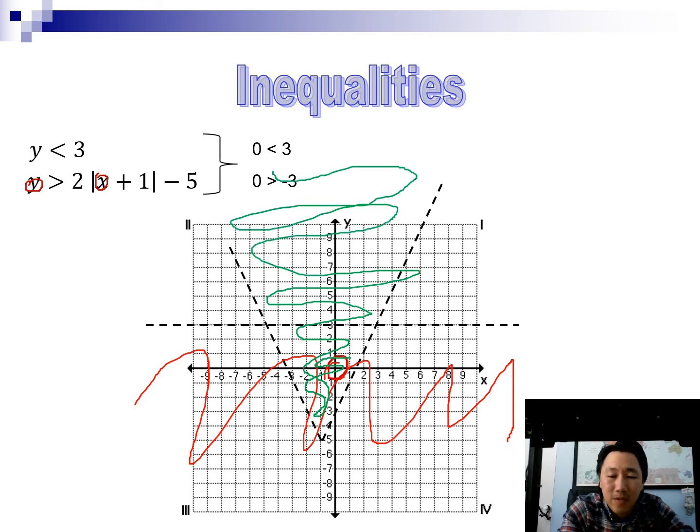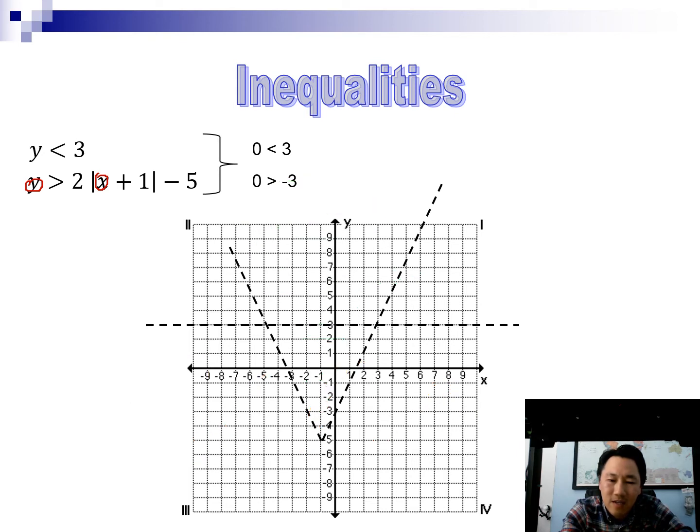But again, because this is a system, we only care about where they overlap. And so if I erase everything and only color in where they overlap, it's actually this, oh, not out there, in this triangle right here. Okay, so again, that's where they overlap, so that's where I'm going to shade.